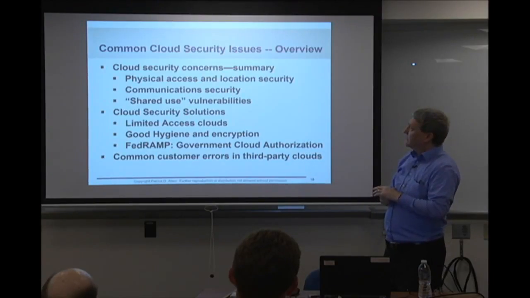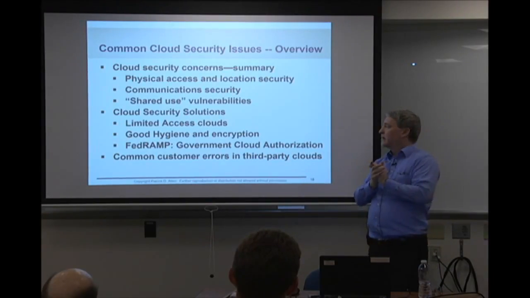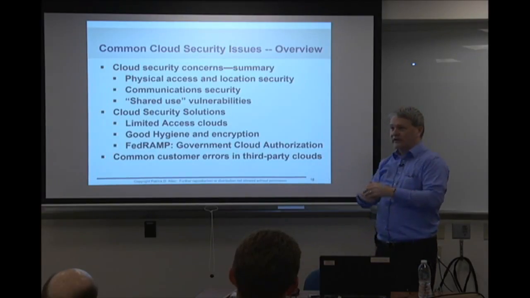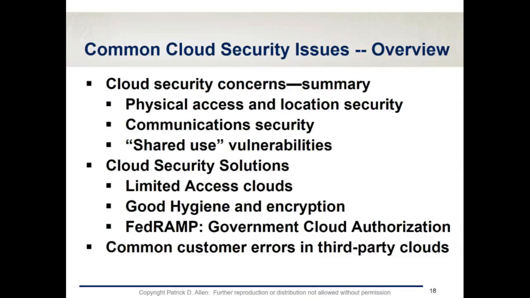Communication security. If you're communicating with the cloud, it better be encrypted. And then you have shared use vulnerabilities. Like I said, if you're on a VM on a given machine and somebody else is there on a public cloud, is there some sort of risk there? And then some of the solutions: limited access clouds, and I mentioned the virtual private cloud. I'll get into more details there. Good hygiene and encryption. If you're involved with the government's FedRAMP, the government cloud authorization accreditation. And then I'll go into what they call the seven deadly sins, the common customer errors for third-party clouds.